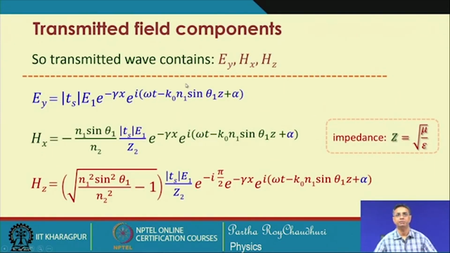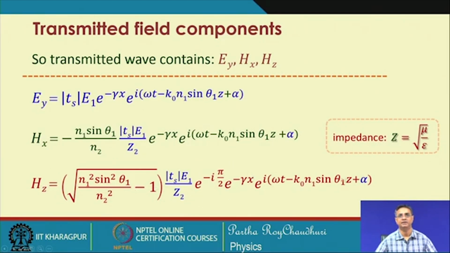So, for the transmitted wave, the components needed to describe it are Ey, Hx and Hz. So, Ey, we have seen, can be written in this form, which includes a phase factor of alpha, and Hx also includes the same phase factor alpha, but additionally there is an extra phase which is due to the z component of the magnetic field in the transmitted wave.